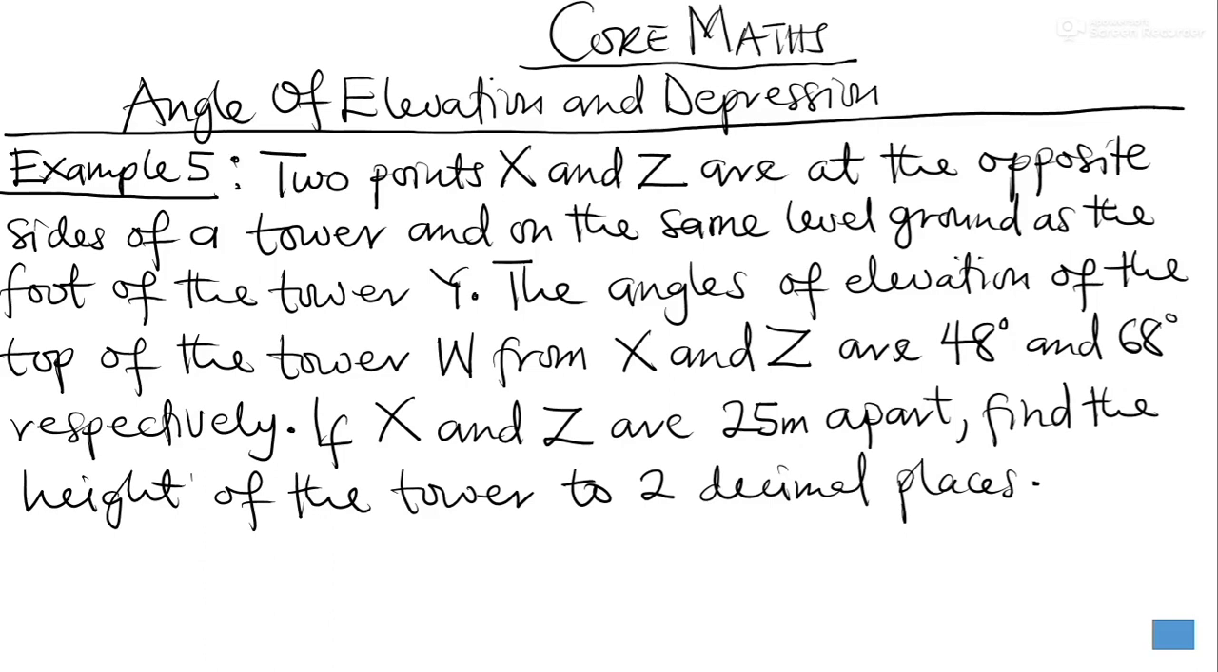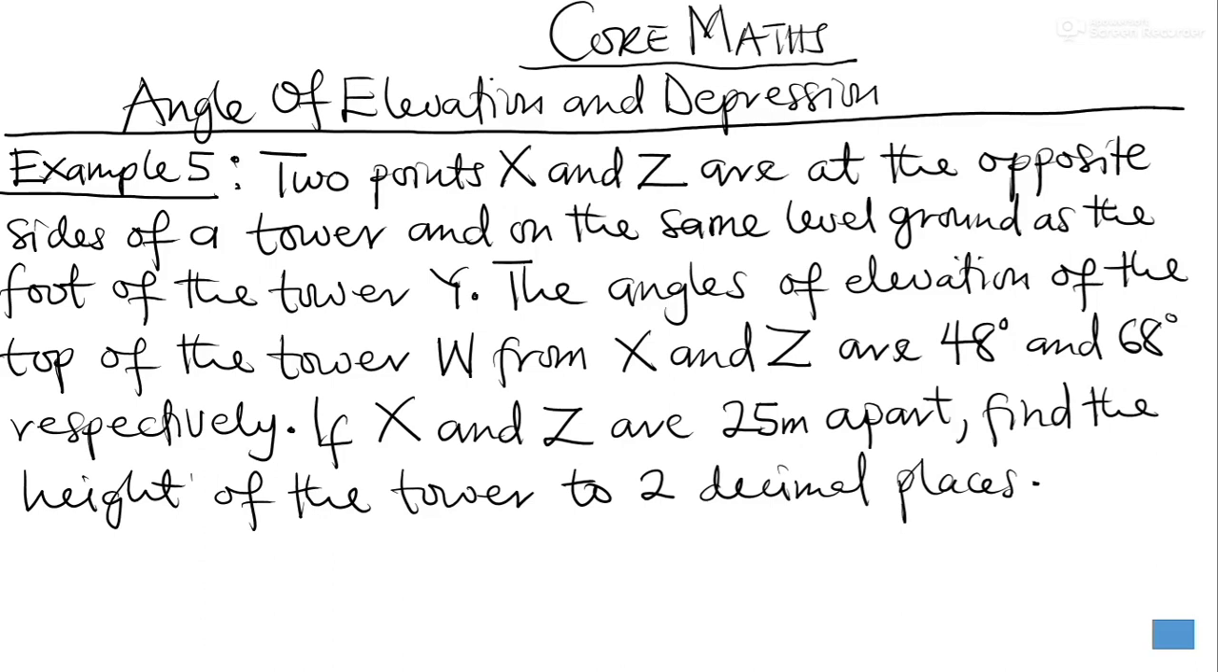2 points, X and Z, are at the opposite sides of a tower and on the same level ground as the foot of the tower, Y. The angles of elevation of the top of the tower, W, from X and Z are 48 degrees and 68 degrees respectively. If X and Z are 25 meters apart, find the height of the tower to 2 decimal places. Right, so let's read it for the second time.